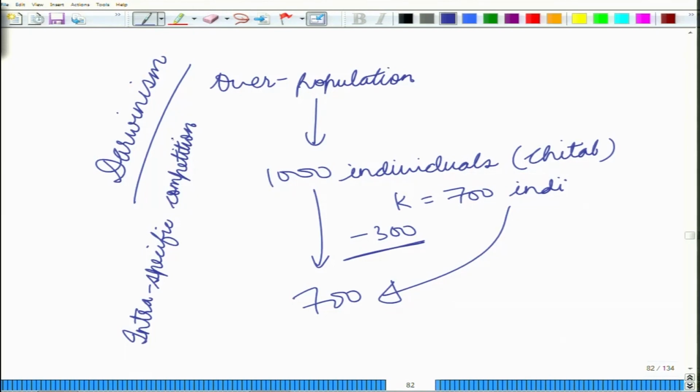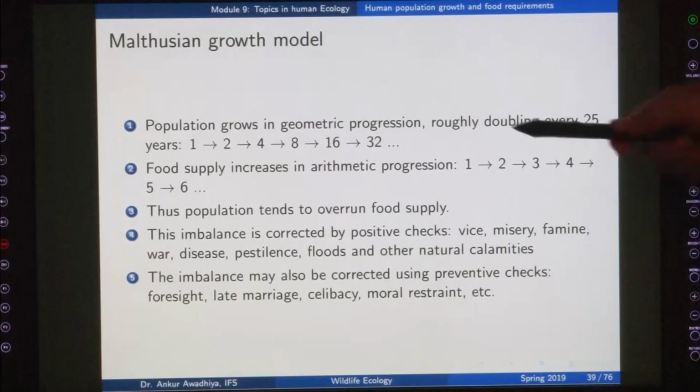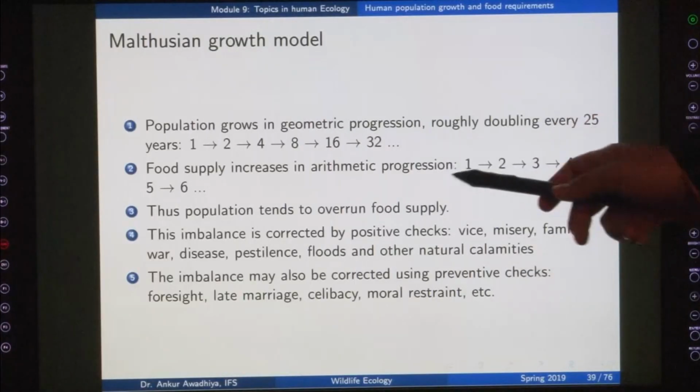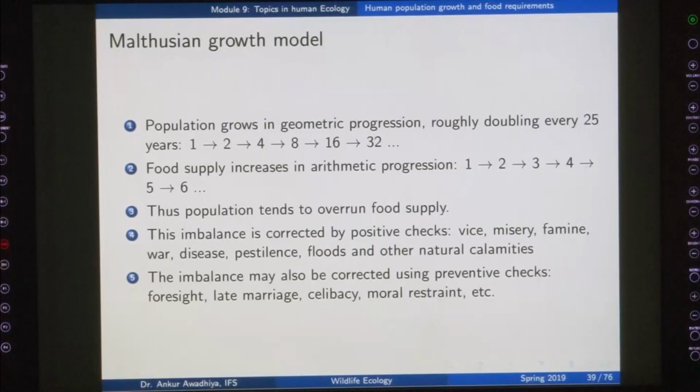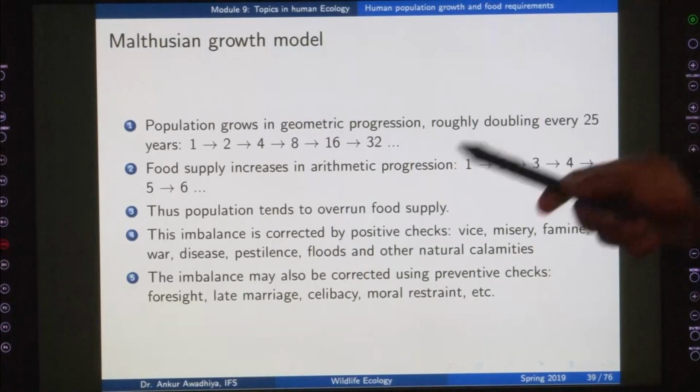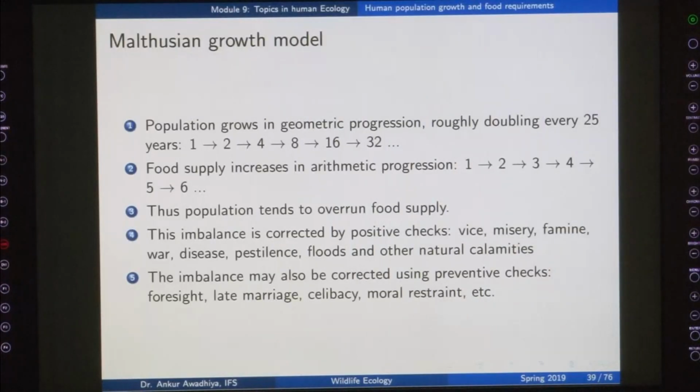Now, in the case of Malthus, what he says is that here also you have a population that grows very fast, and a food supply that is growing not so fast. In this case the food supply we can correlate with the carrying capacity of the environment. In the case of Darwinism, the carrying capacity was more or less fixed, but Malthus saw that the food supply is increasing, so he stated that it goes on increasing in an arithmetic progression. But here as well you will have a situation in which the population tends to overrun the food supply, and when that happens, nature would bring in some sort of checks and balances.